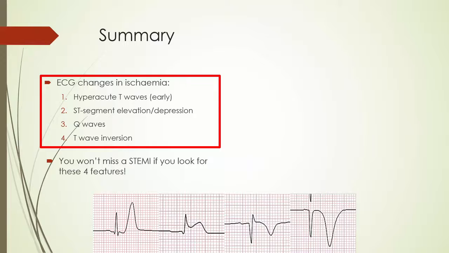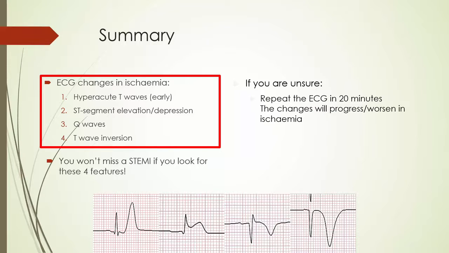Having said that, there's always going to be times you're unsure. If you're unsure, my first piece of advice, repeat the ECG. Get another ECG in 10 or 20 minutes, and if there is ischemia, the ECG changes should worsen or progress in some way. And if you're still not sure, call for help. Okay, it's even built into the guidelines. If you're struggling to interpret the ECG in a patient that you suspect might be having a myocardial infarction, get help from either a med-reg, a more senior emergency doctor, or from the cardiology team.